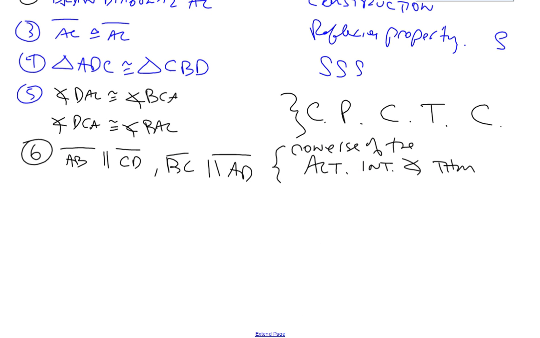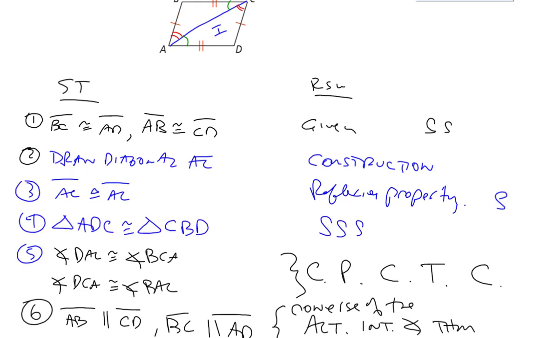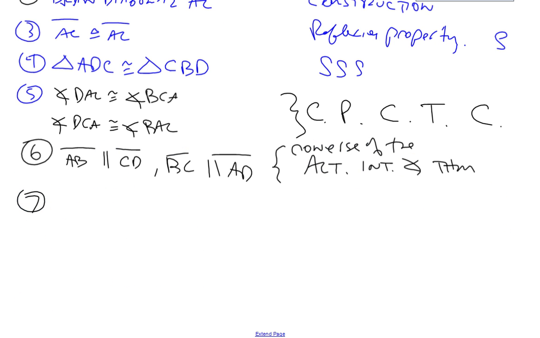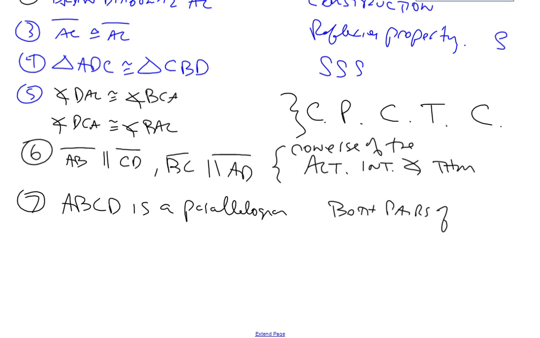Well, wait a second. If both pairs of opposite sides of a quadrilateral are parallel, what does that mean? Well, ABCD must be a parallelogram. ABCD is a parallelogram. Why? Because both pairs of opposite sides are parallel.